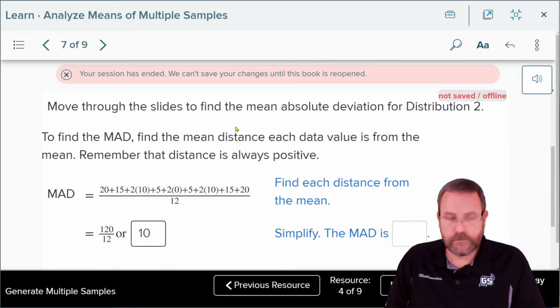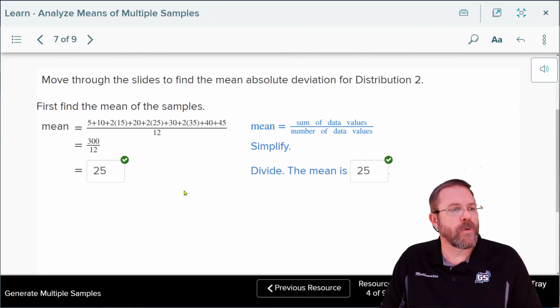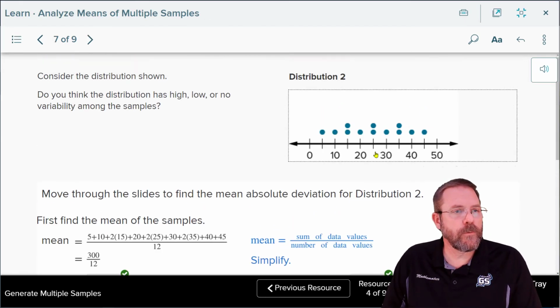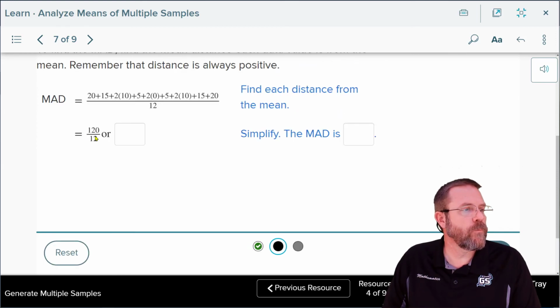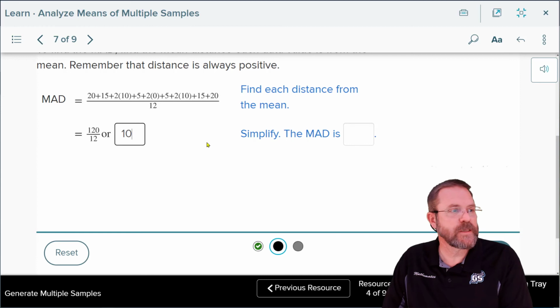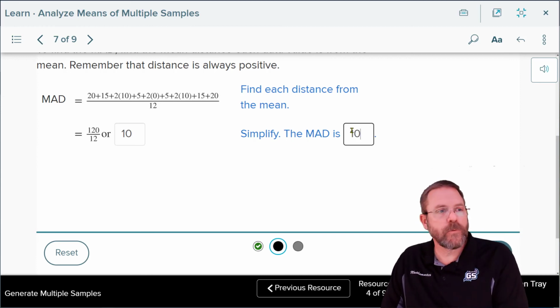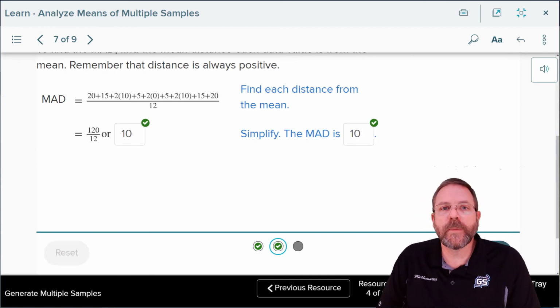All right, we got it booted back up and working again. So the mean we figured we find was 25. The mean absolute deviation is where we left off. 120 divided by 12 is 10. And that means your mean absolute deviation is also going to be 10.